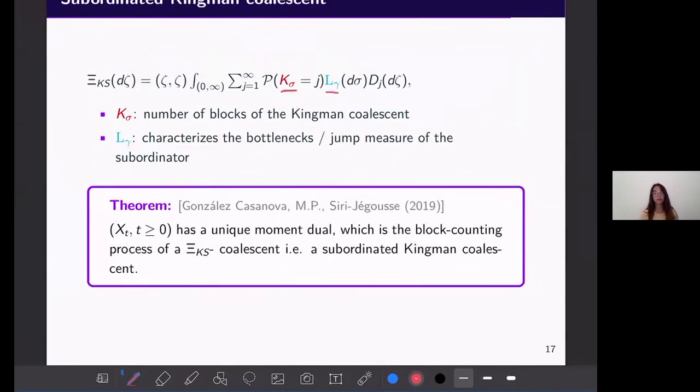To conclude, we have characterized the genealogies of Wright-Fisher models with bottlenecks under different scalings.